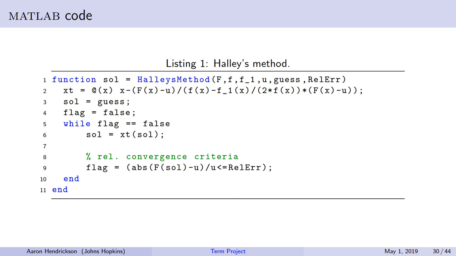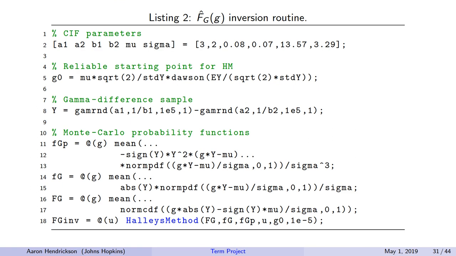So, MATLAB code. Again, here's our updating equation. This is a very rudimentary algorithm. We're just going to provide a guess and keep updating the guess until we're within some sort of relative convergence criteria, and it ends. There's not really a whole lot to explain there.